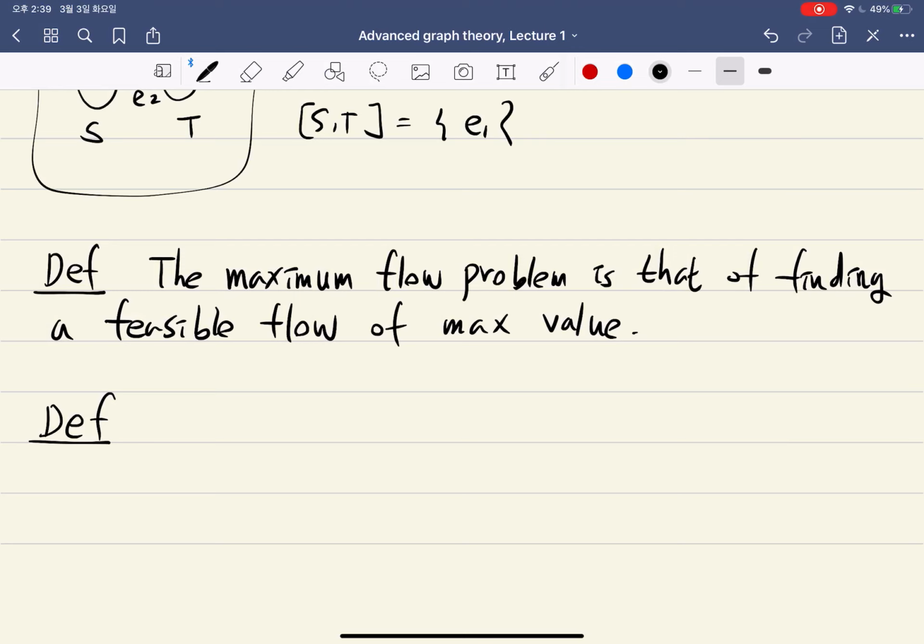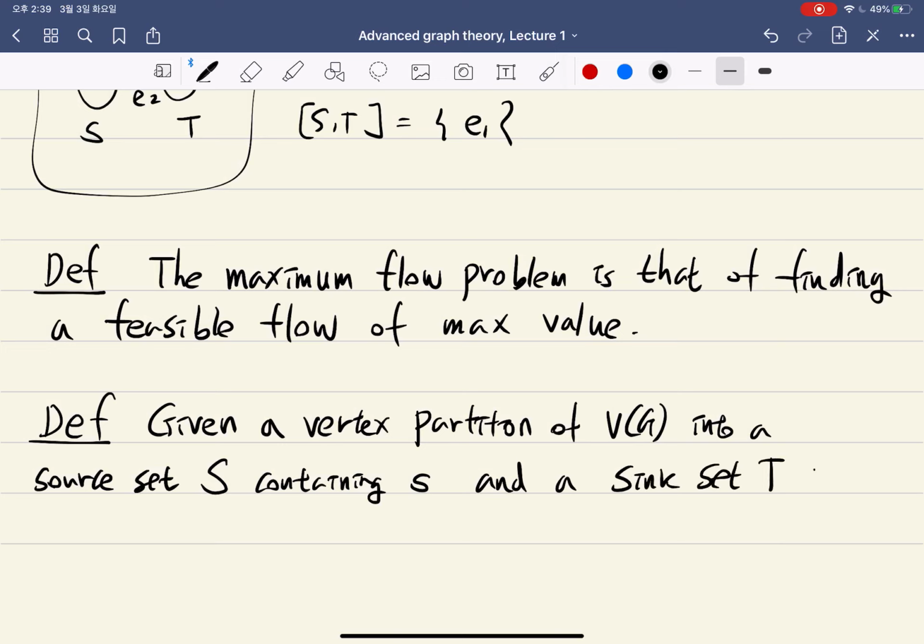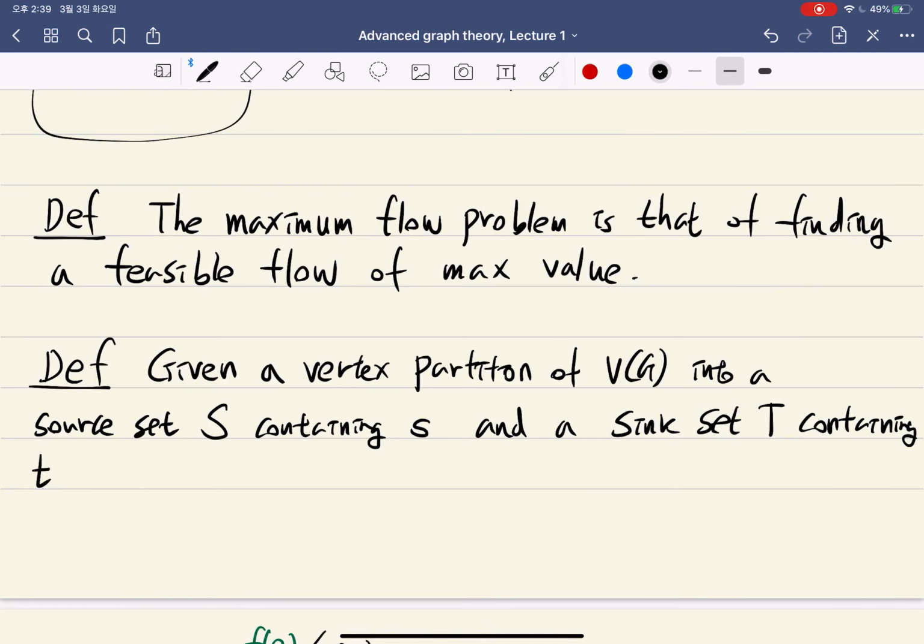Not any cut, but a specific cut. So let's say given a vertex partition of the vertex set of the network into a source set, which is just a set containing the source s, and a sink set T. Again, the sink set is a vertex set containing the sink t.